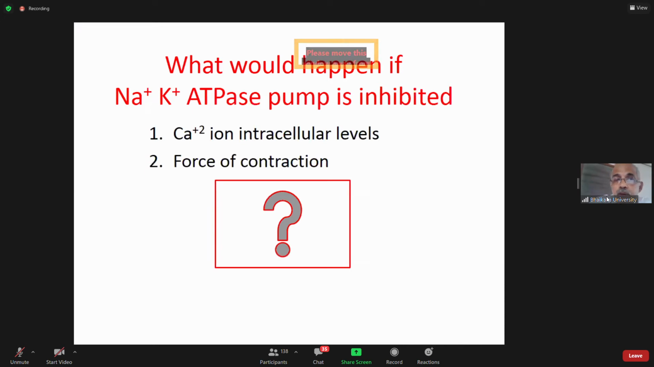Name some sodium potassium pump inhibitors. In that also, I would like you to name 3 inhibitors which act if given in the extracellular fluid, and 1 inhibitor which acts if given in the intracellular fluid. Okay, just list the names of the inhibitors.